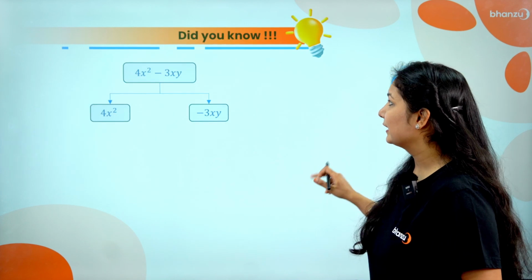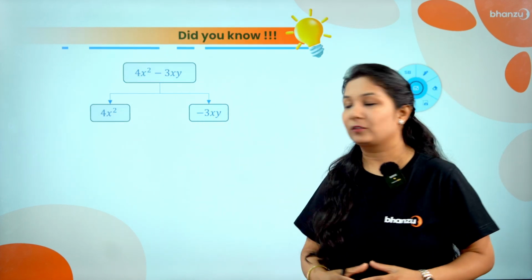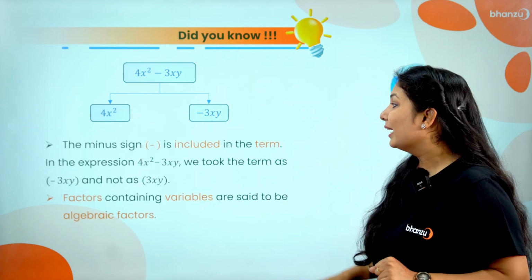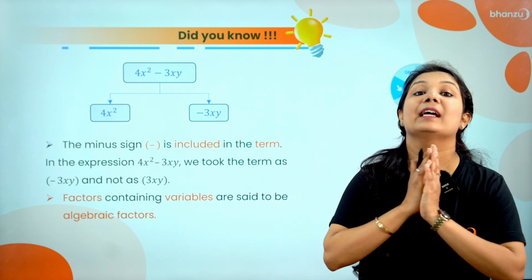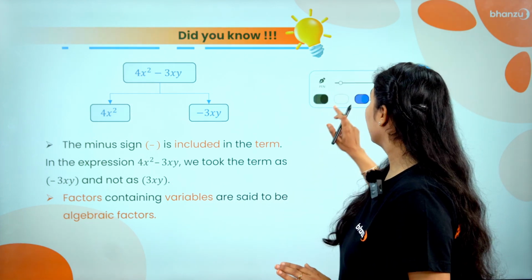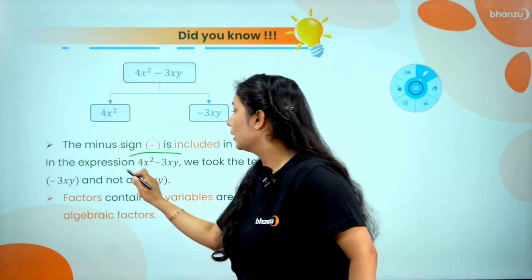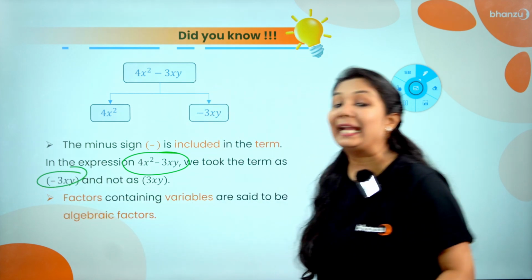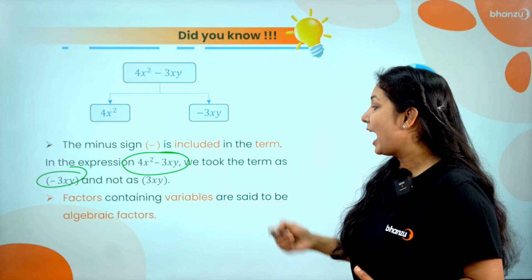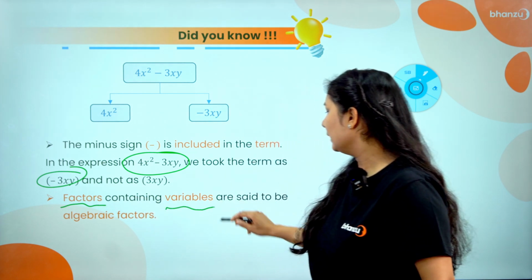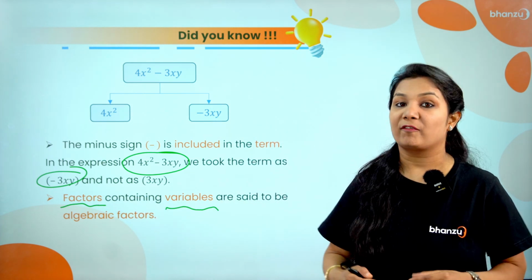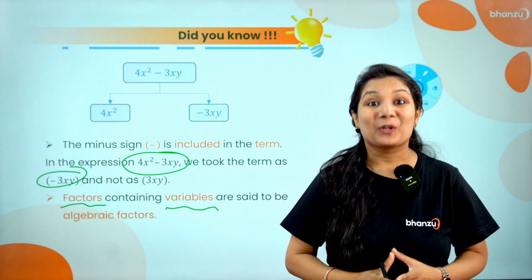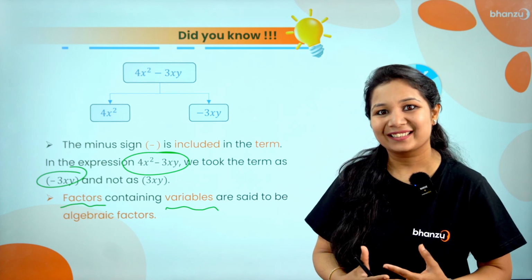So let's move ahead and see 4x square minus 3xy. Just now we saw this expression has two terms. As I told you, the minus sign cannot be ignored over there. So we do not write the second term as 3xy. What do we write it as? Minus 3xy. And factors containing variables are said to be algebraic factors. Any factor which has variables is also called an algebraic factor.